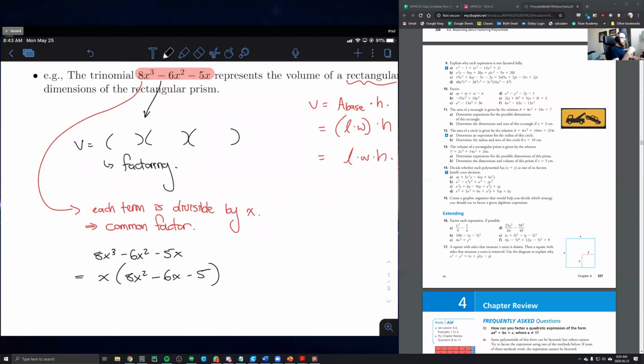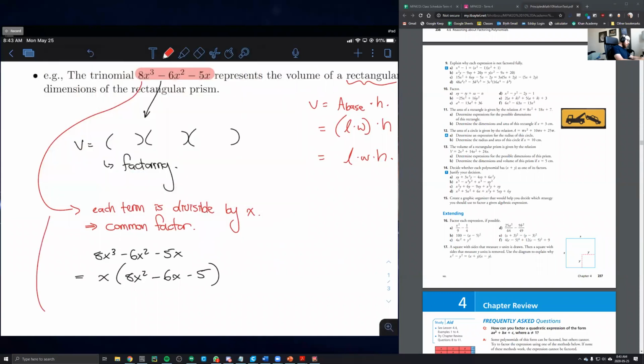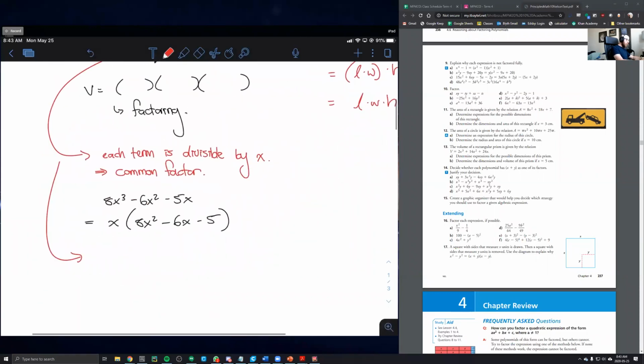So common factoring is always the very first step that you take whenever you're trying to factor something. Now, from here, the check that we want to do is what the value of our leading coefficient is. So check the leading coefficient.